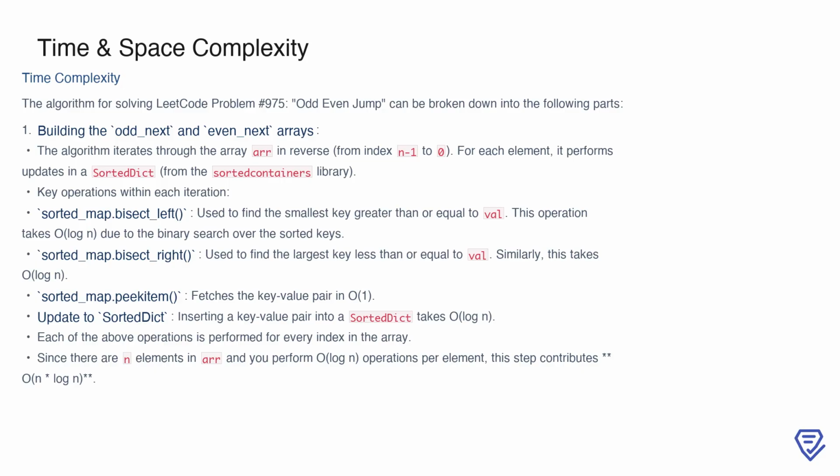Both of these operations use binary search and therefore take log n time. Additionally, fetching a key value pair with peekitem is O(1), and inserting a new key value pair into the sorted dict takes log n. Because these operations are repeated for each element in the array, and there are n elements total, the overall time complexity of building these arrays is n*log n. This step dominates the computational cost of the algorithm.